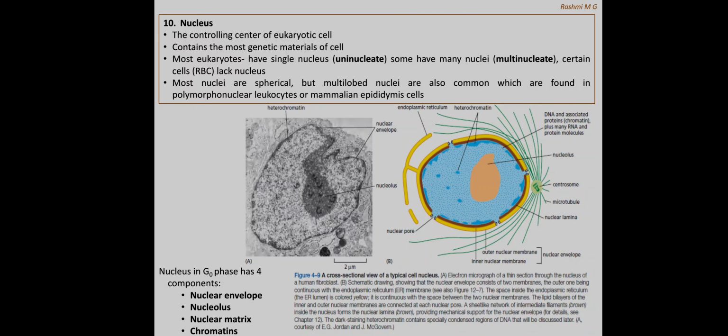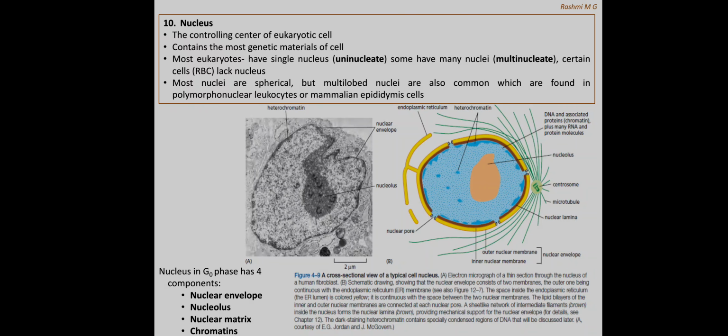In our previous class, we started our discussion on the major organelle, that is nucleus. Nucleus is the controlling center of the eukaryotic cell. It contains most of the genetic material of the cell. In most eukaryotes, we can see cells having a single nucleus, known as uninucleate, or multinucleate, and certain cells like RBC lack a nucleus.